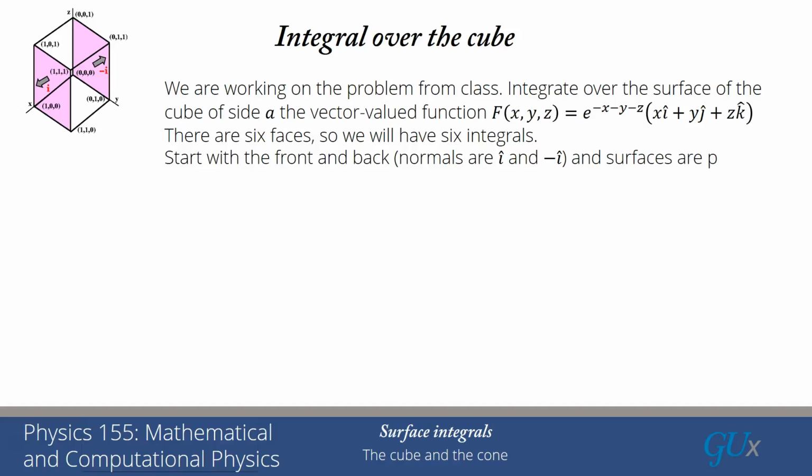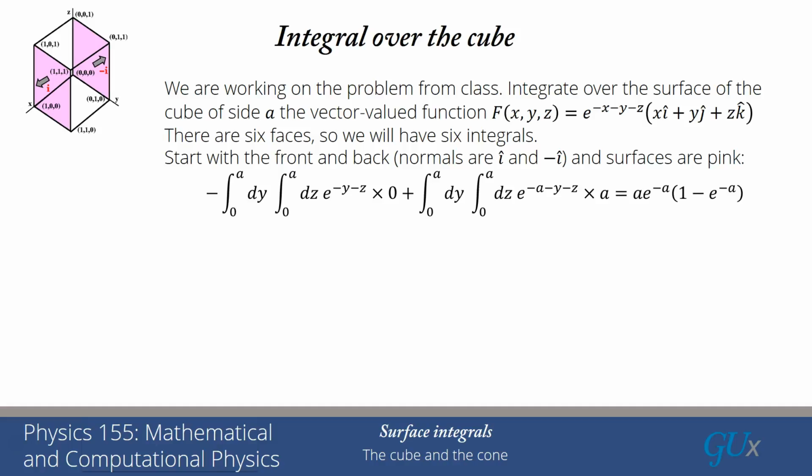The normals here are i and minus i, and the surfaces are denoted in pink. Note that the coordinates are given in units of a, so we're going to have to multiply those coordinates by a to get them in the actual units that we need. And let's look at the integral at the back. The integral at the back is occurring where x equals 0, but x appears in the integrand, so we're going to get the integrand evaluated at x equals 0, which is 0 because x equals 0 there. So that integral from the back isn't going to contribute.